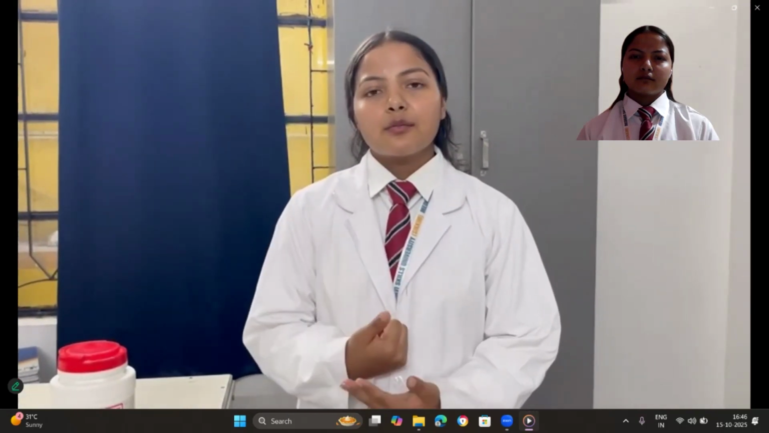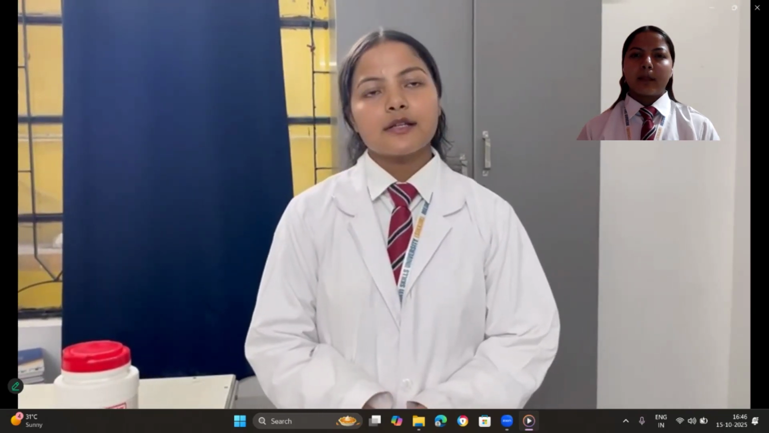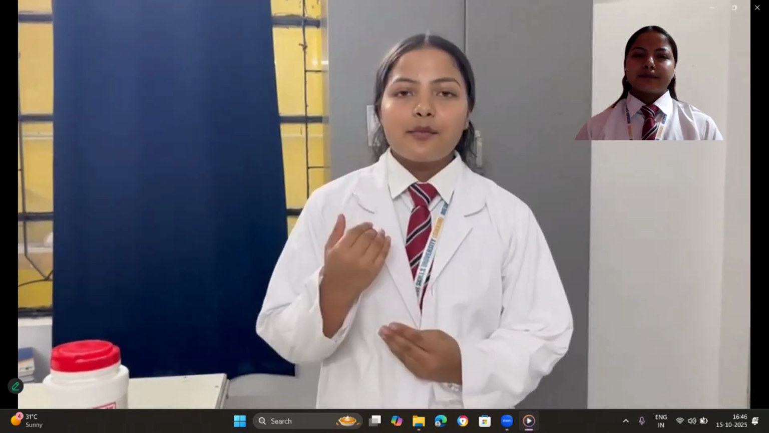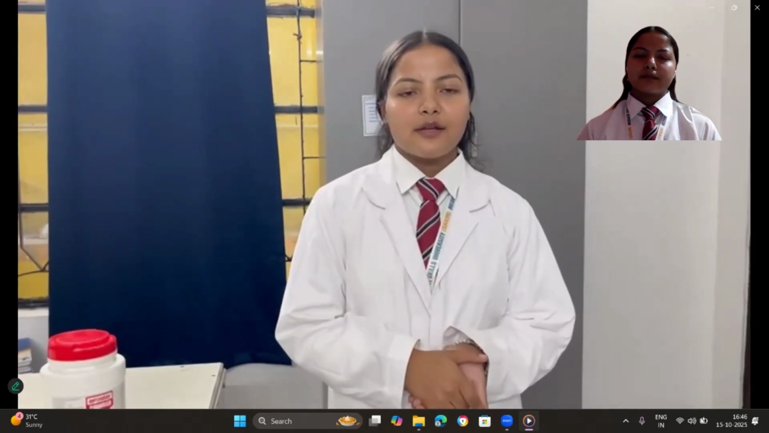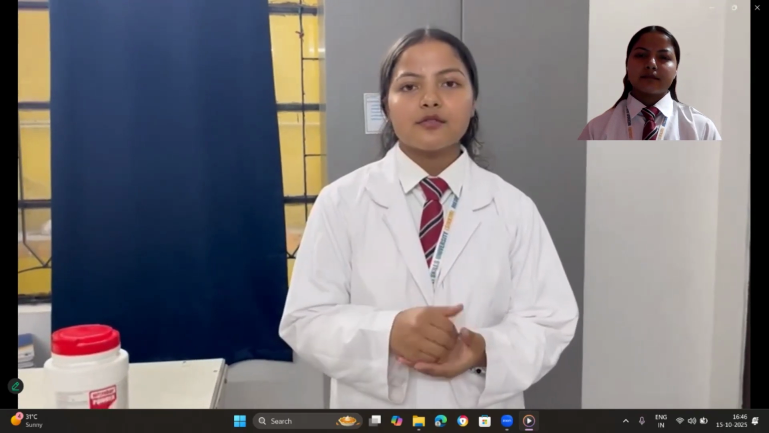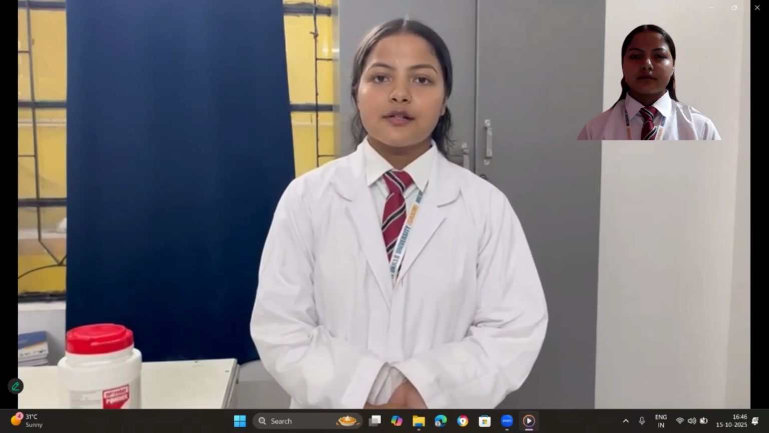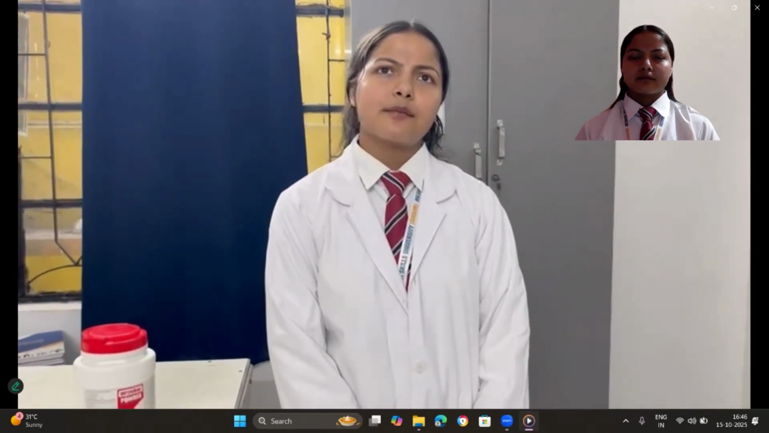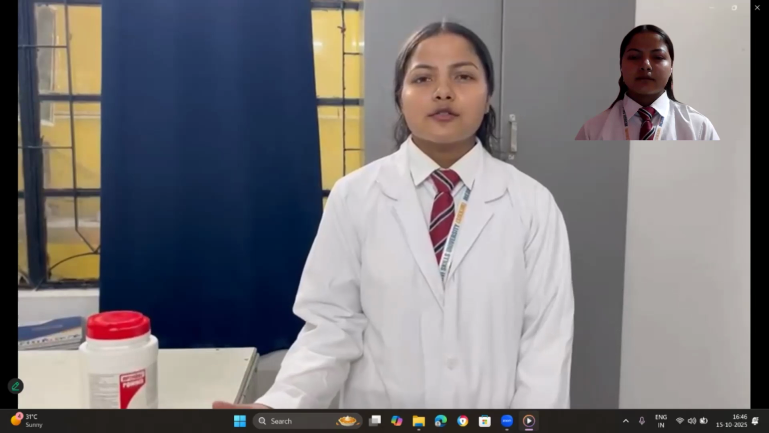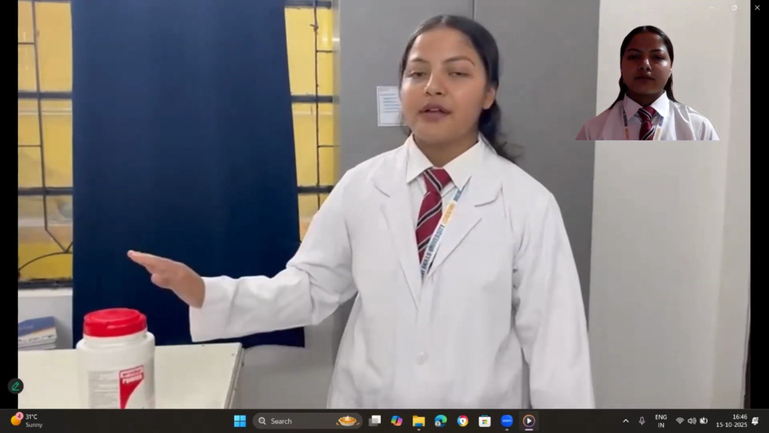Before the procedure, the patient is asked to fast for 6 to 8 hours, and as the patient drinks it, we as radiographers capture the real-time image of the barium swallowing through the esophagus and the pharynx. After the procedure, the patient is advised to drink plenty of water, and they may also notice white stool for a short period of time due to this barium sulfate.